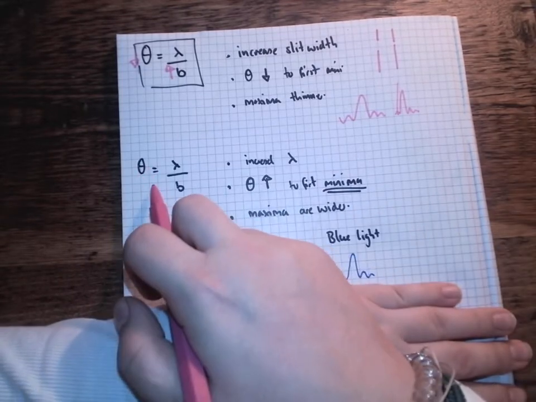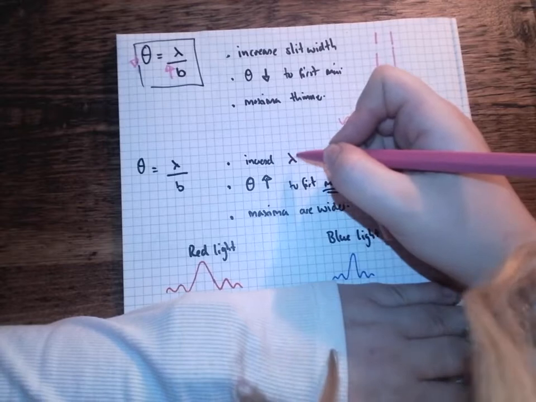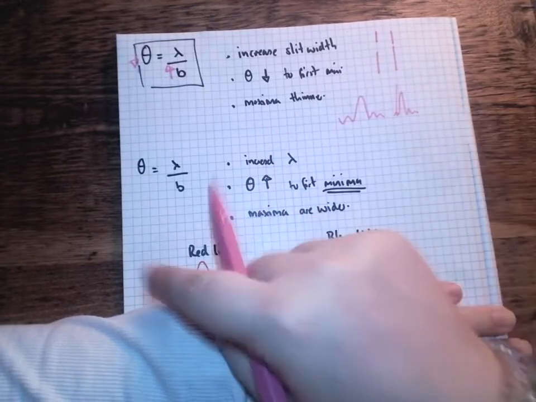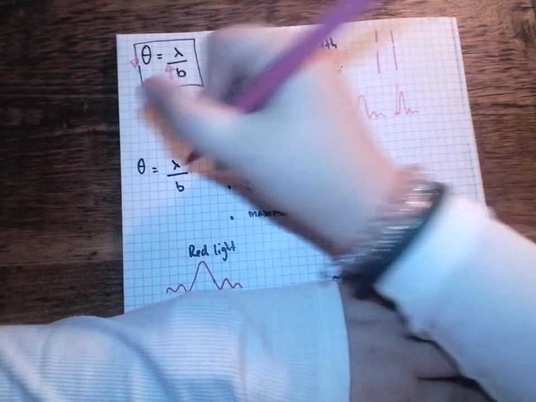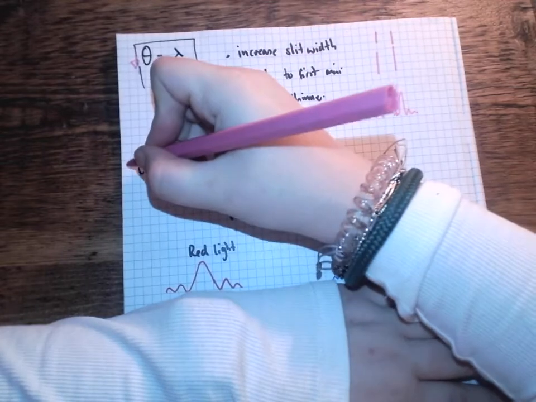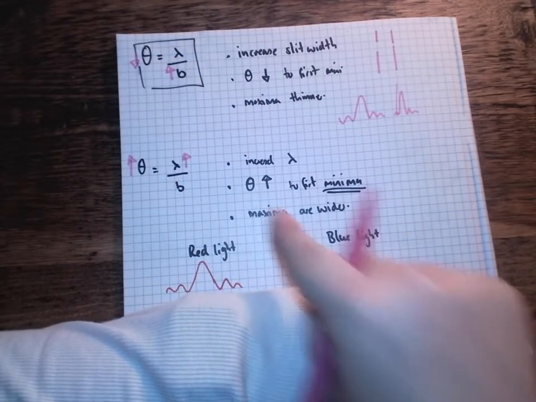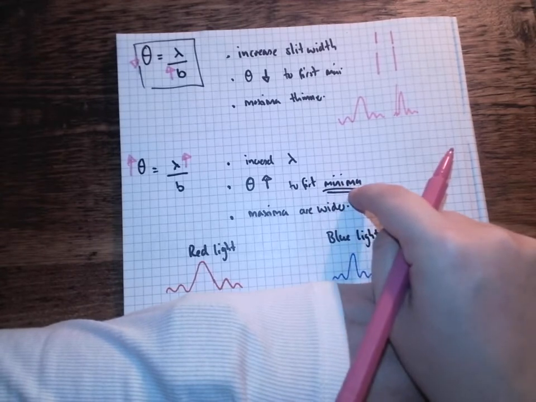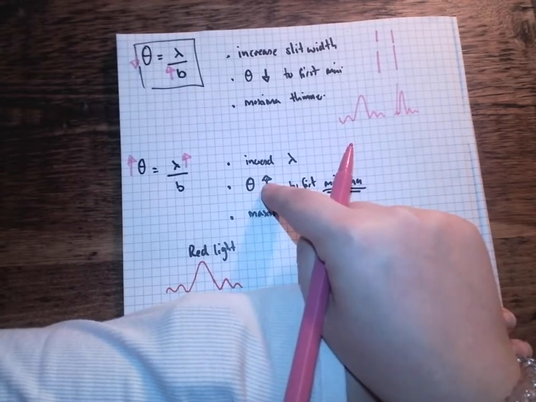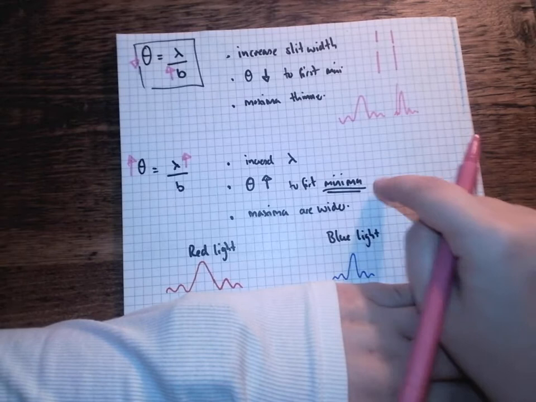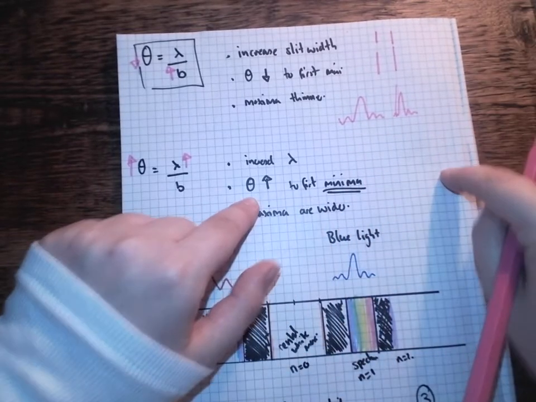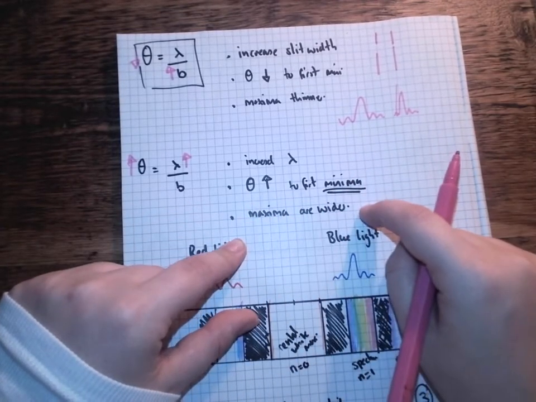So again, we start looking at theta. And again, if I increase the wavelength, so light of larger wavelengths such as red, I'm going to be increasing the angle to the first minima. Remember, you want to make sure you mention that in the question. Don't just say about increasing the angle, it's increasing the angle to the first minima, which means that we're spreading it out, so the maxima are going to become wider.